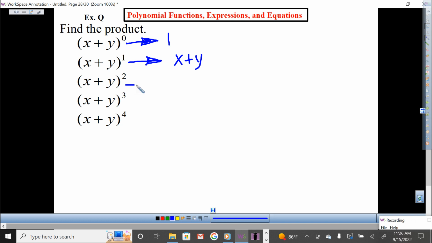This is an identity that you should have memorized already. Right? It's one of the 3. Is that correct? All right. So think about it. What's the product of that? Tell your neighbor, please. What's the product of that? Yeah, x squared plus 2xy plus y squared.